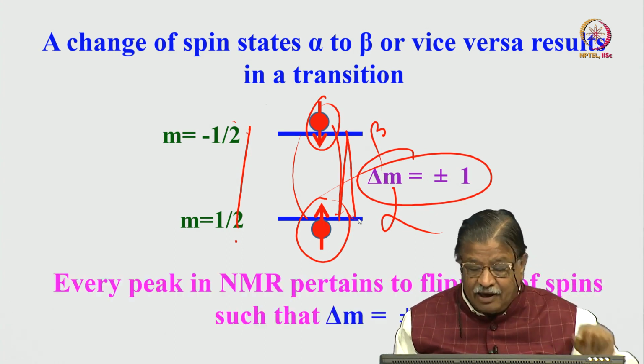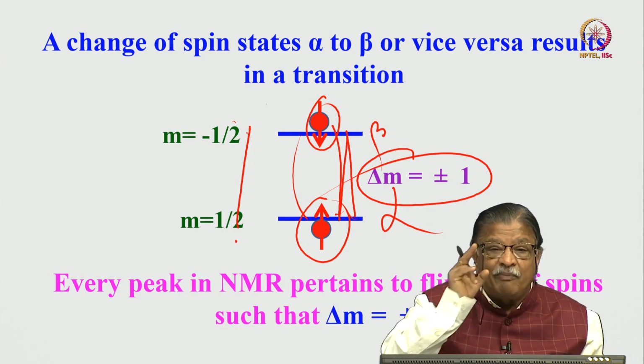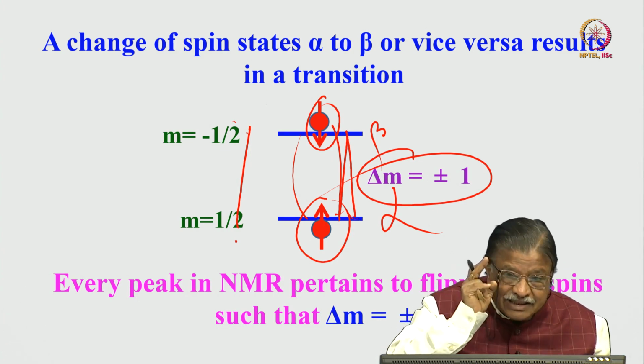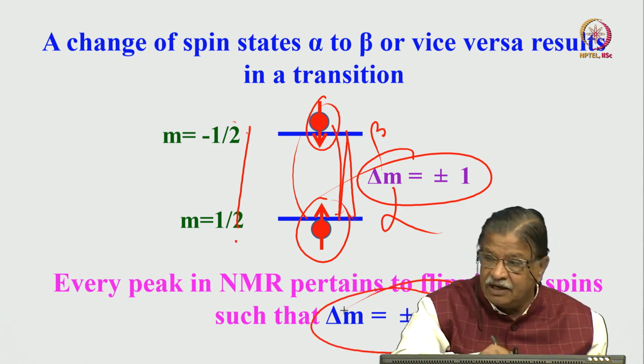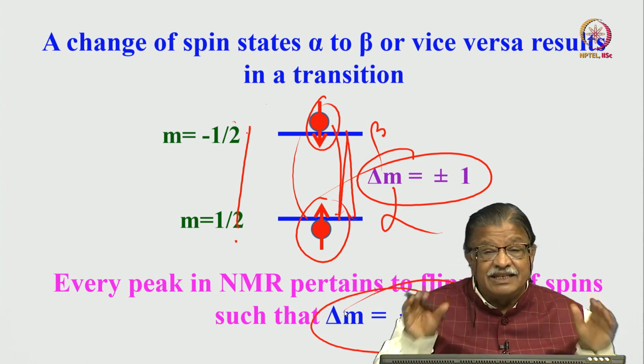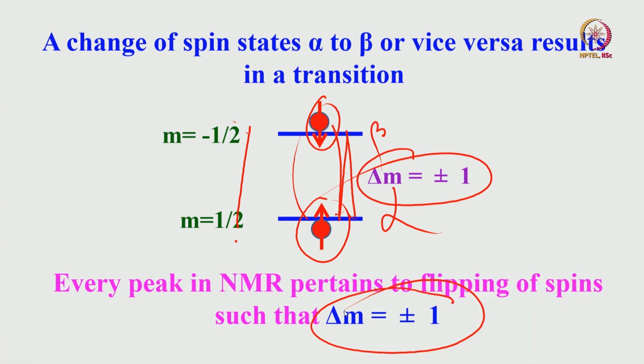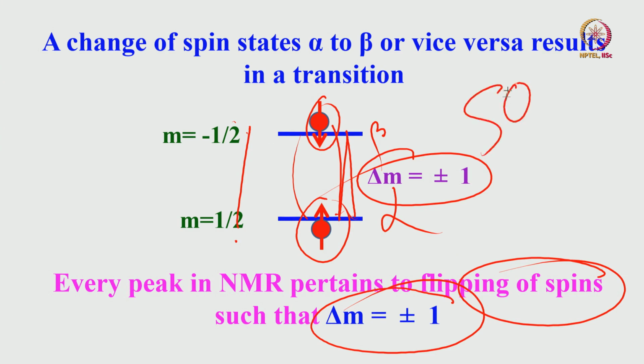Every peak in NMR pertains to flipping of a particular spin, where the change in the magnetic quantum number between two spin states is either +1 or -1. This is the important selection rule condition in NMR. Please remember, every peak in NMR corresponds to flipping of spin from the +half state to the -half state or vice versa. That is why they are called single quantum transitions.